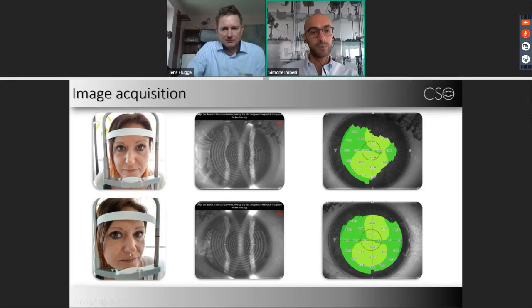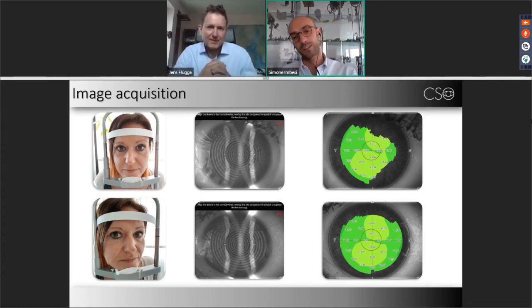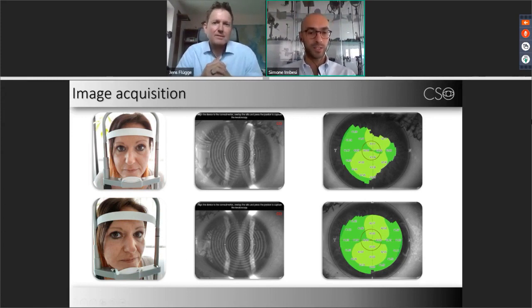You can ask the patient to turn his head. If you are acquiring the right eye, you have to ask him to turn his head to the left. It is easy to remember this because you always have to think of the opposite. Right eye, you turn the head to the left; left eye, you turn the head to the right. And using this simple trick, as you can see, you can get full coverage of the Placido disc, so a good topography map.